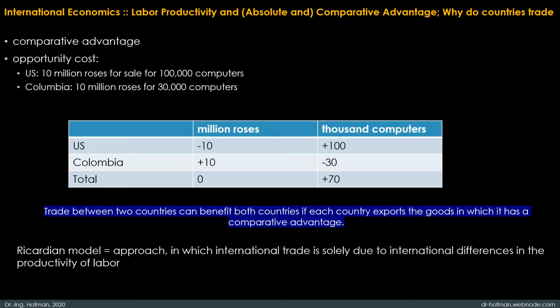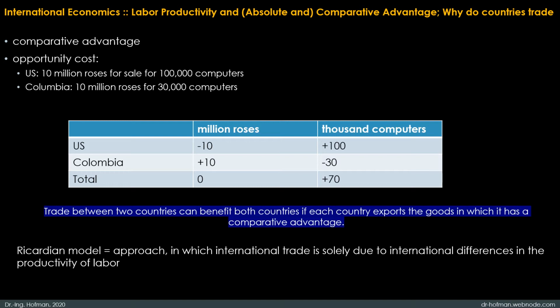This is a statement about possibilities, not about what will actually happen. In the real world, there is no central authority deciding which country should produce roses and which should produce computers. Nor is there anyone handing out roses and computers to consumers in both places. Instead, international production and trade are determined in the marketplace, where supply and demand rule.